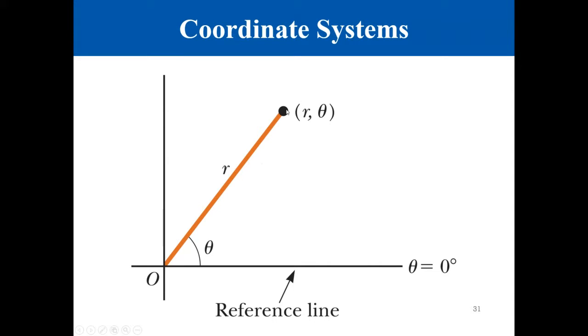So to describe the location of this point, I will need the radial distance from the origin, this distance r, and I will need this angle between this line and the horizontal, which is usually taken to be theta equals 0 as a reference. So if you know the angle theta and the length of r, you should be able to locate this point in a unique way.